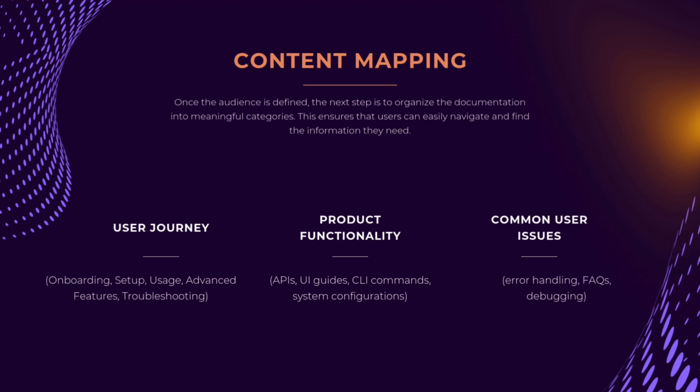Now let's list key topics. Let's start by identifying essential content areas based on the user journey, the product functionality, and the common user issues. The user journey in some cases is going to be onboarding, setup, usage, advanced features, and troubleshooting. The product functionality: the APIs, the UI guides, CLI commands, and system configuration. Then the common user issues: error handling, FAQs, and debugging.